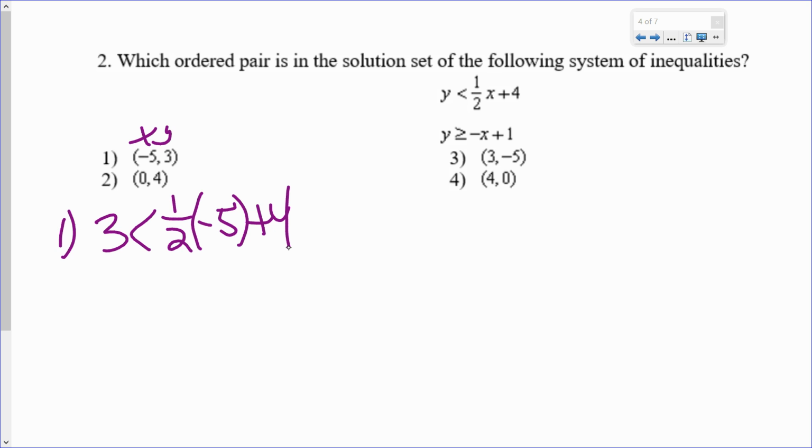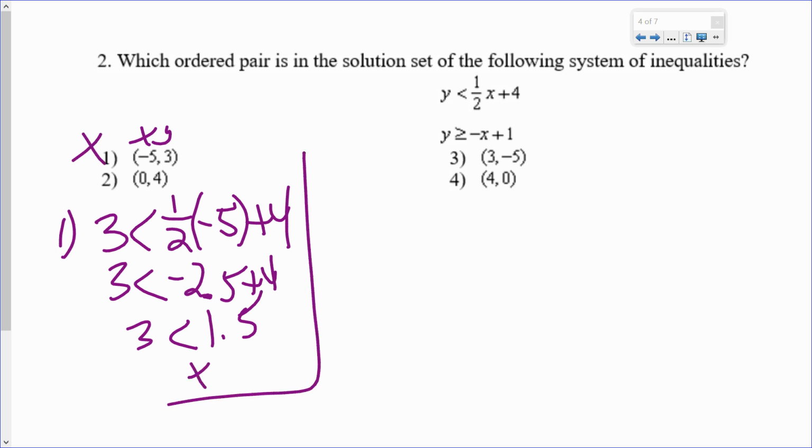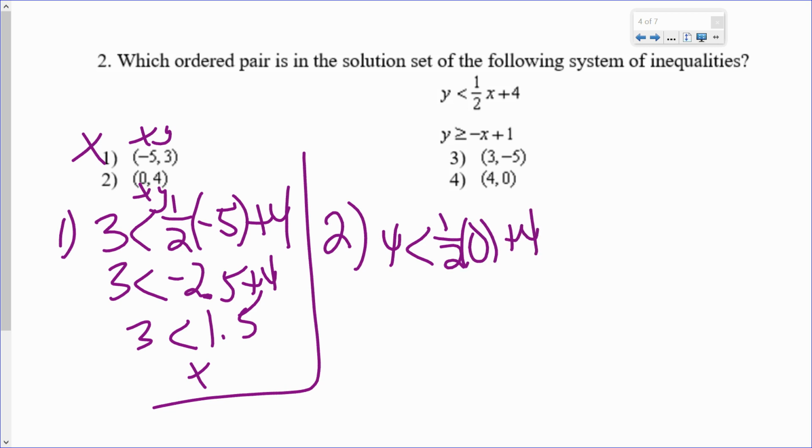If you need more time, then hit pause. I'm going to start going over it. So 3 is less than 1/2 times -5, which is -2.5, plus 4 is 1.5. 3 is not less than 1.5, so that one's out. Choice 2, X, Y. 4 is less than 1/2 times 0 plus 4. 0 plus 4 is 4. No, 4 is not less than 4.